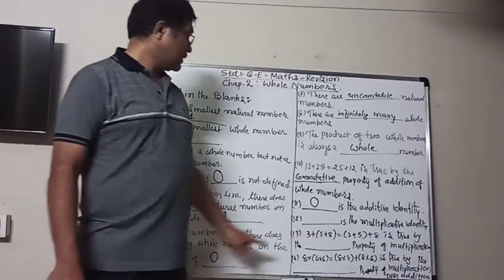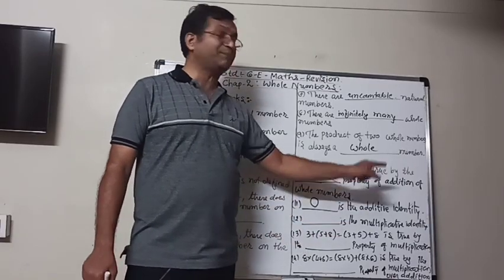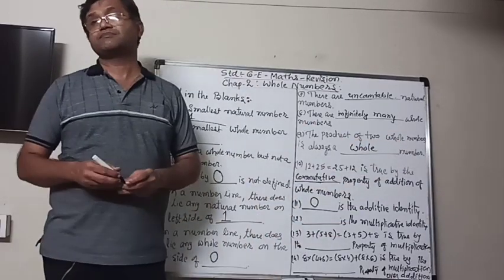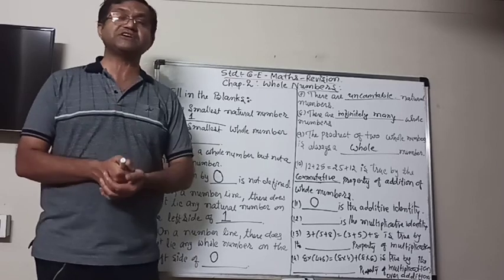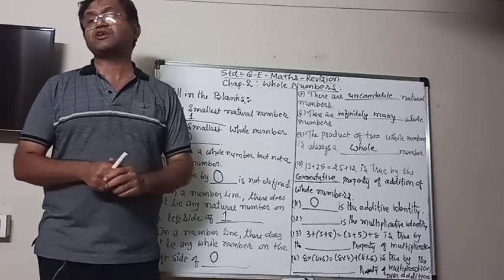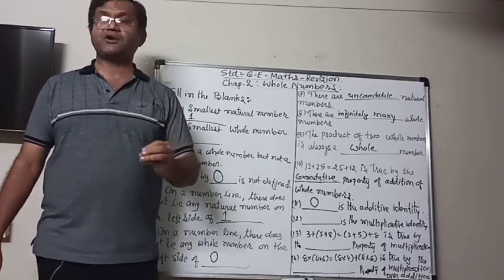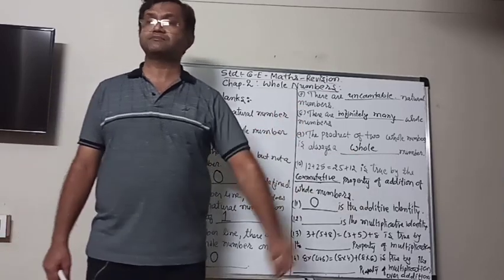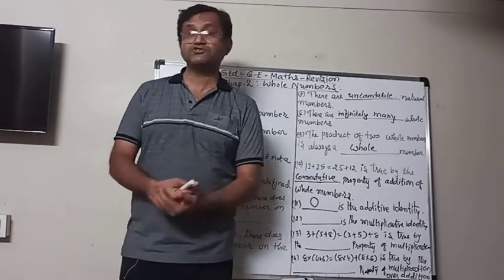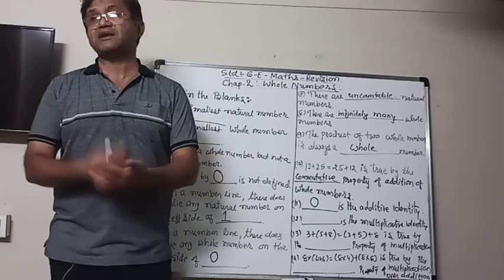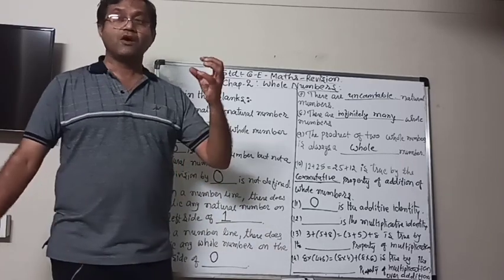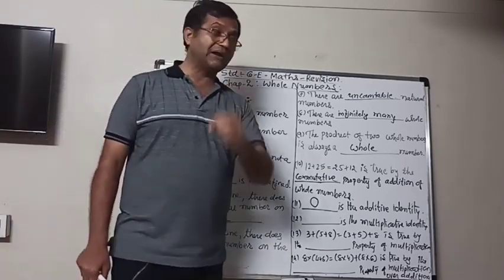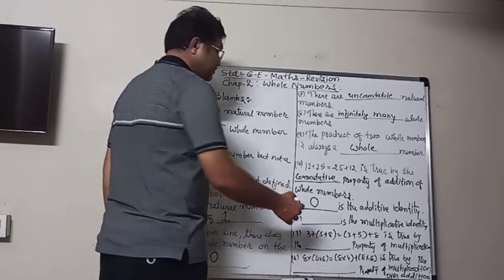Next, blank is the multiplicative identity. It means which number is such that when we multiply it with a whole number, the product is that whole number again. Obviously, it is 1: 7 ones are 7, 9 ones are 9, 0 ones are 0. So 1 is the multiplicative identity.